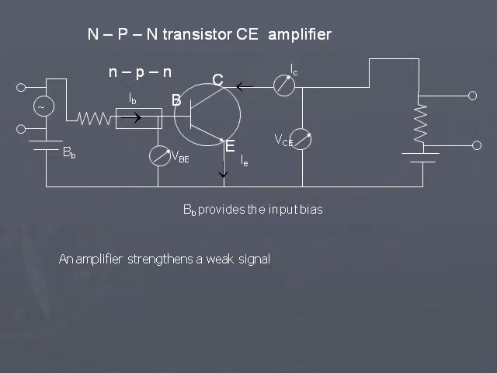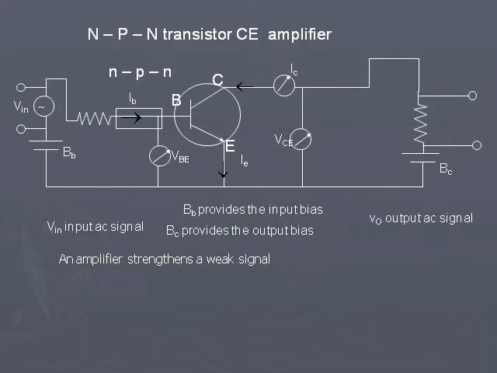Now let us study the amplification. Now the transistor is biased. BB indicates base bias, that is emitter junction bias, and BC indicates output junction bias. The battery BB indicates input bias and BC indicates output bias. Then a small signal, AC signal, indicated here by Vin, input voltage, is given in series with the input bias.